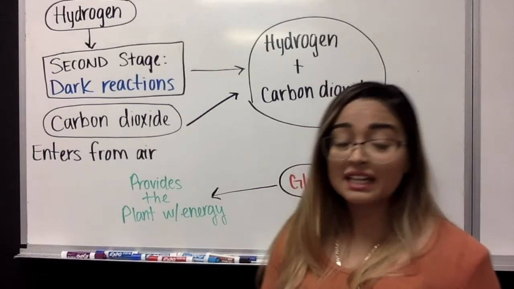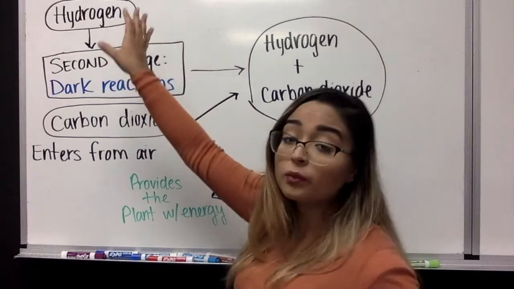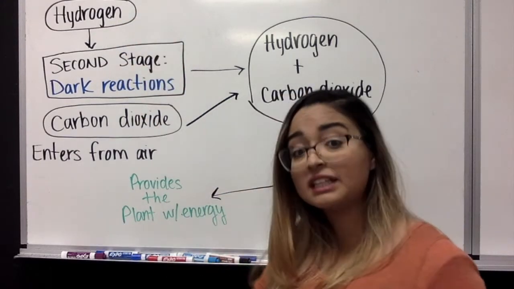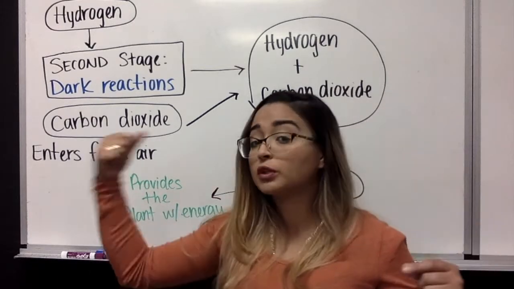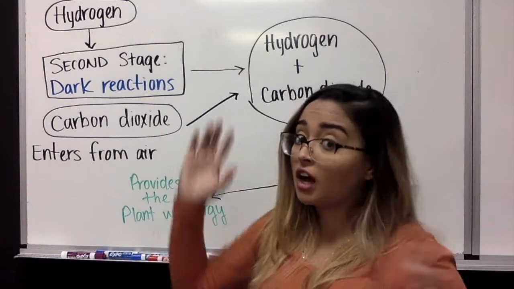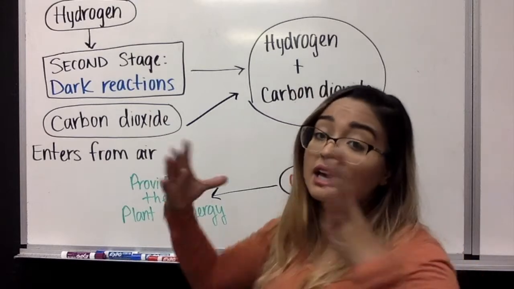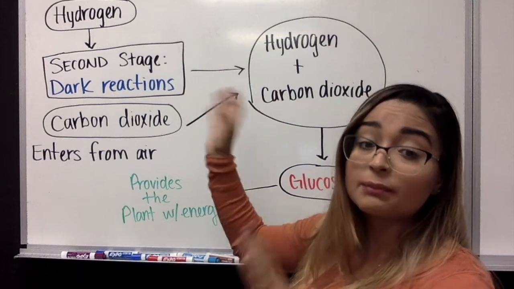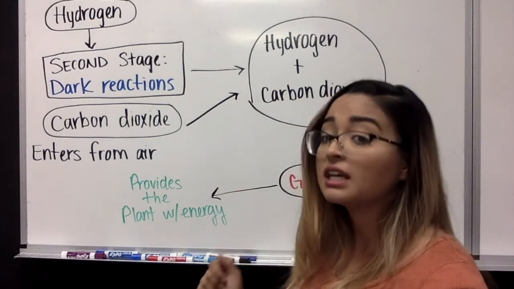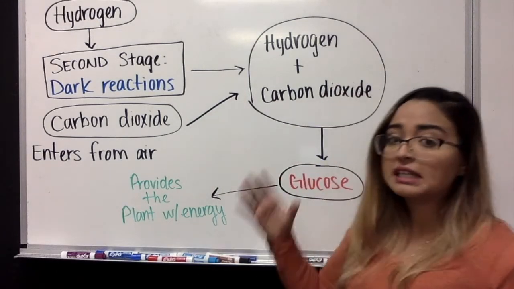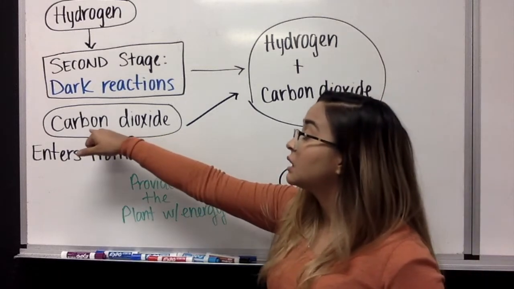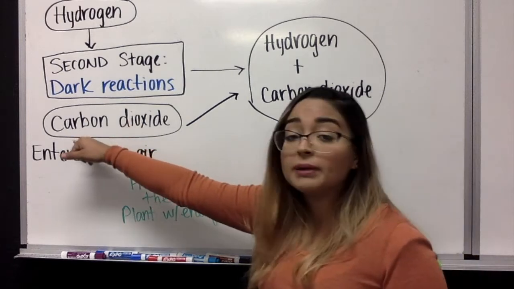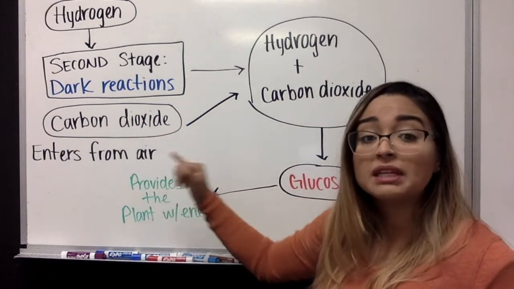Now, our second stage, it starts off where we go from hydrogen. Hydrogen is what leads us into our second stage. So remember, when the water splits into both hydrogen and oxygen, the oxygen leaves the plant and hydrogen stays inside and leads us into the second step, which is dark reactions. Now, it's not just the hydrogen that leads us into it. Carbon dioxide enters from the air.